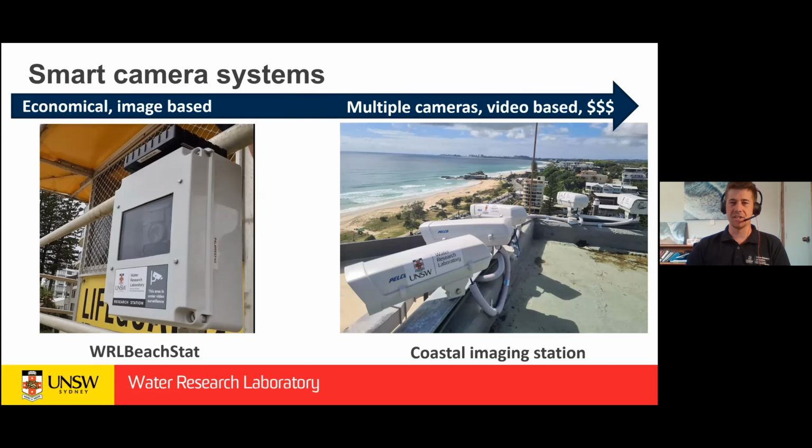and internet connection. On the other hand, if you are able to spend a bit more money, you can move to a video-based monitoring system. Here on the right-hand side is an example of one of our coastal imaging stations up on the Gold Coast at Drummond. These systems generally comprise multiple cameras that look at different parts of the beach, and they're also able to do video-based analytics. But as a result, they cost a lot more money to set up.